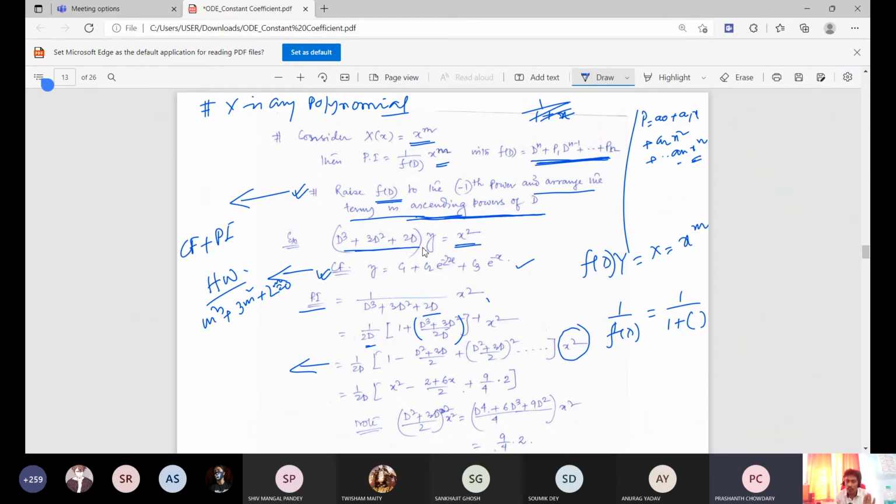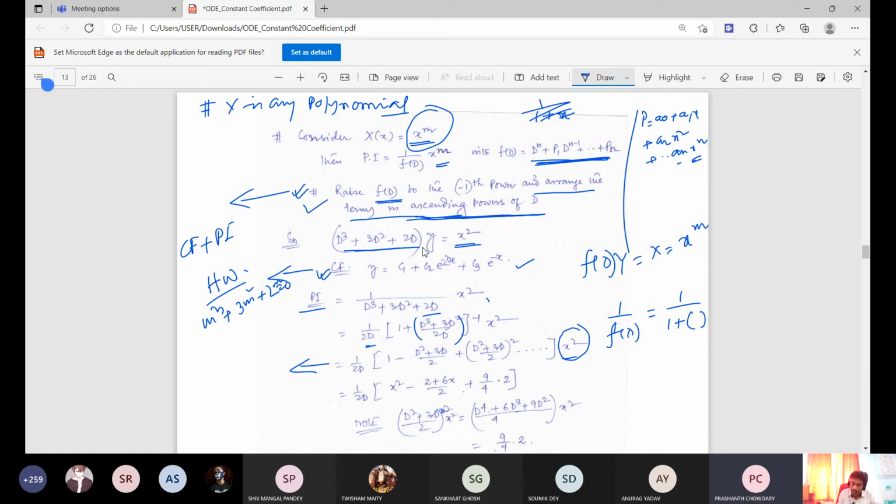So apparently, when you expand this 1 by f(D) in terms of ascending powers of D, most of the terms will automatically go to 0, because you have considered a finite order term here, x to the power m. M should be finite, a finite positive integer. So for this example problem, see here you have x square. So we'll consider only the terms which give us a factor up to D square.